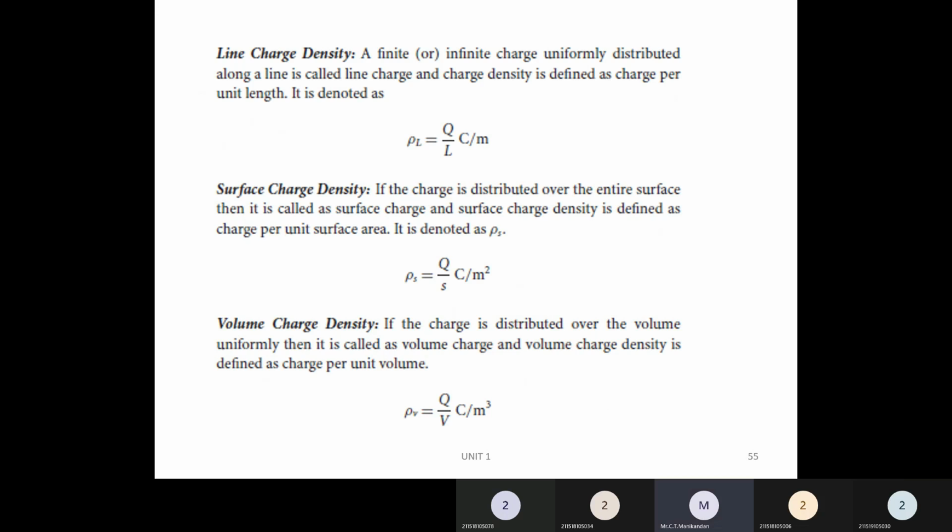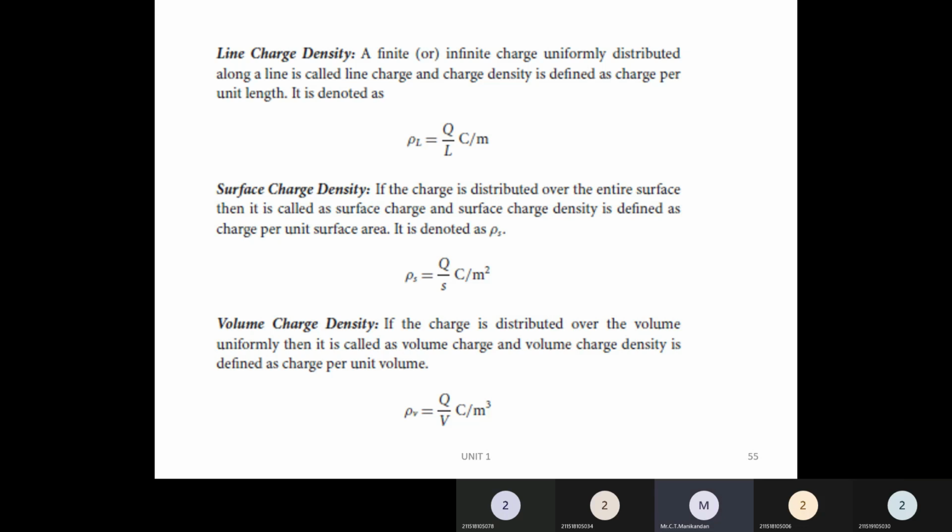When you go for line charges, we have a different thing. We have line charge density, surface charge density, and volume charge density. The line charge density is given by the formula charge per length. Similarly, surface charge density is given by charge per area. In the problem, only with the unit can we find out whether it's a surface charge density, line charge density, or volume charge density.